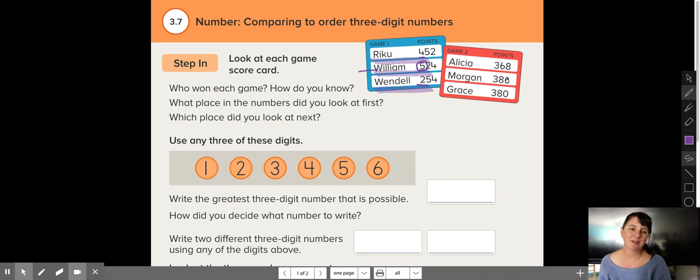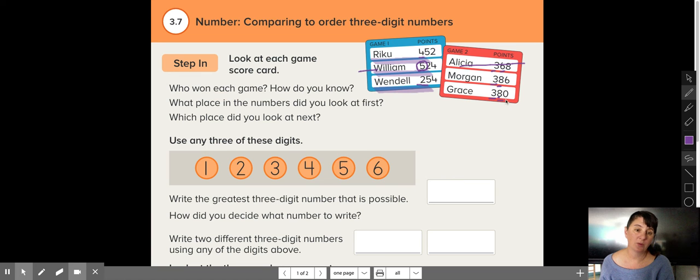And if we look at the second game, Alicia, Morgan, and Grace. Alicia had 368, Morgan had 386, and Grace had 380. So if we look at the hundreds place, they all were in the 300s. So now we need to look at the tens place. 8 tens, 8 tens, and 6 tens. So Alicia is definitely not the winner. Then these two both had 8 tens.